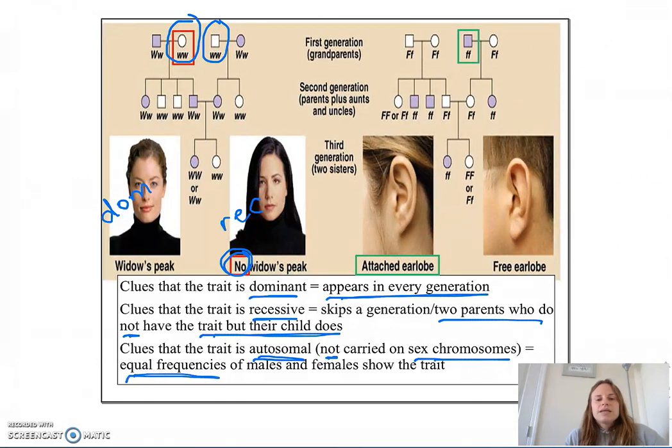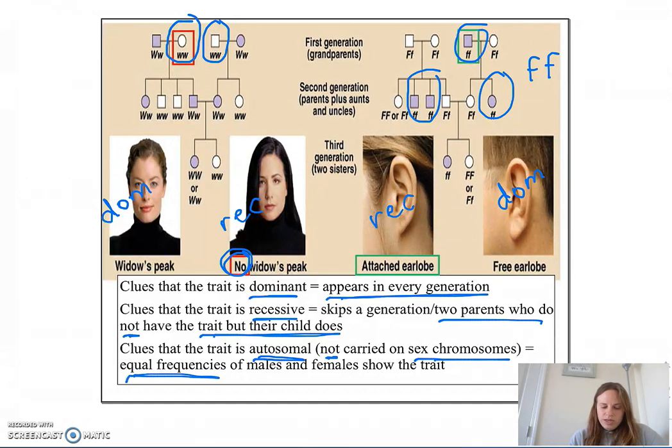Now let's take a look at the attached earlobe example. Again, they're already giving us our key. If we look at all of the shaded in shapes, you notice that our key is telling us that it's homozygous recessive. So that means that having the trait, having an attached earlobe, is recessive, whereas having a free earlobe, or a not attached earlobe, is dominant.